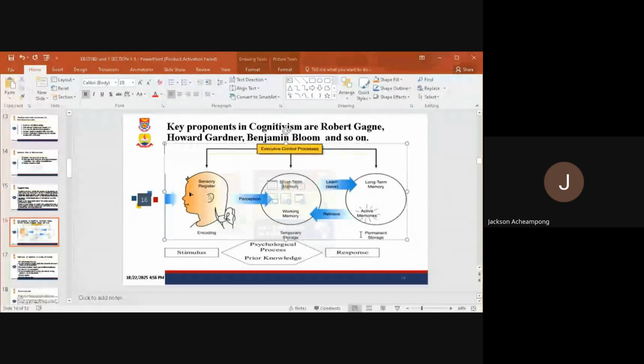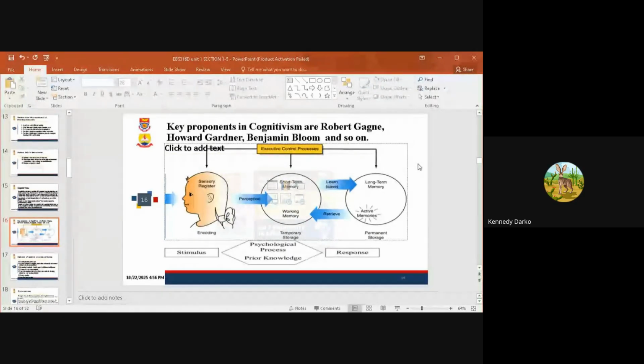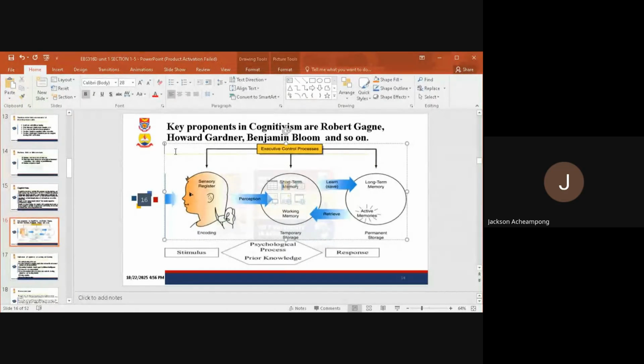Sir, please, one question. Go on. Sir, this cognitivism structure that we are studying right now, the proponent of this approach, is it that it was made for all the students, that each and every normal student would be able to retrieve information in this manner, or is it peculiar to some students?